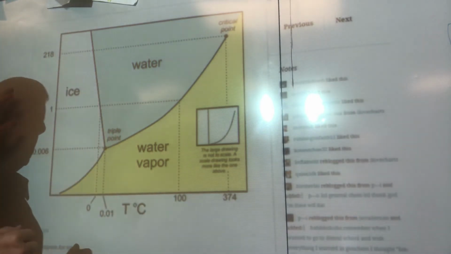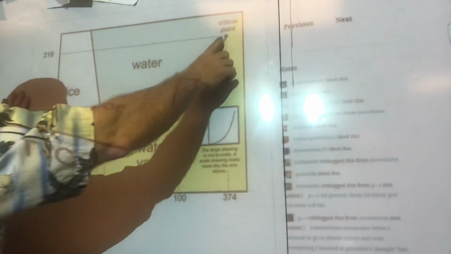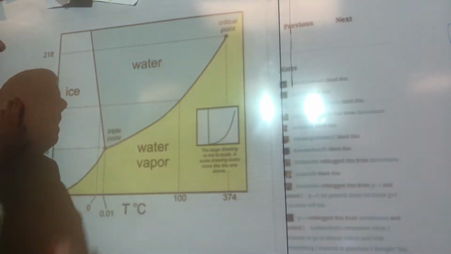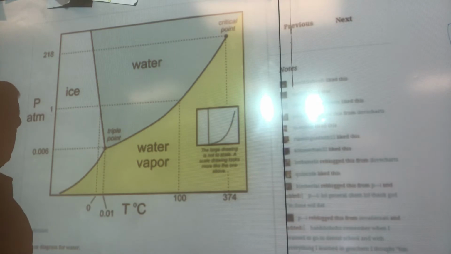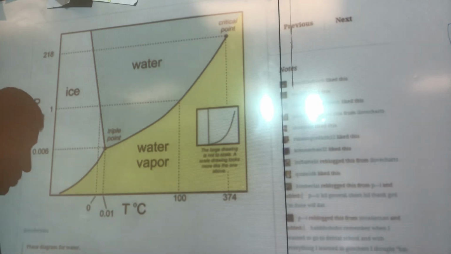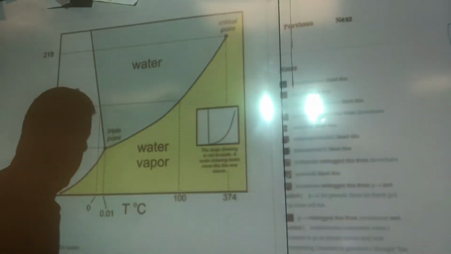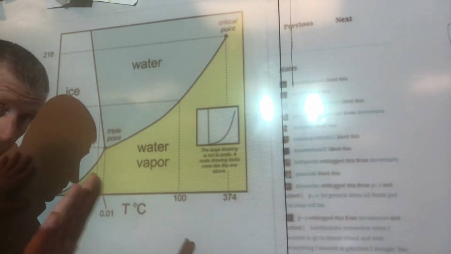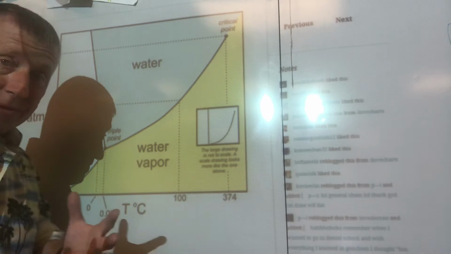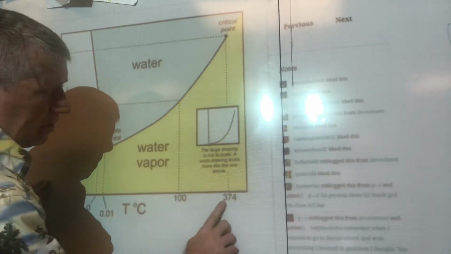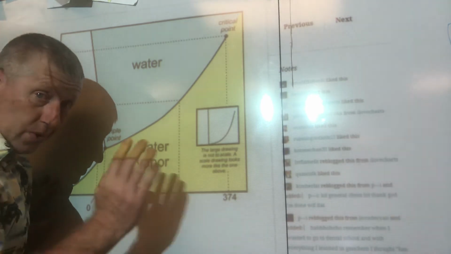A couple of points on here I want to point out. One is called the critical point. That's the critical point. I'm not sure if you can read that, but that's the critical point. And what is the critical point? And what is the critical temperature? So if you look on here, critical temperature, okay, on our list, that would be for water. Of course, if it was carbon dioxide, it would be different numbers. But for water, the critical temperature is 374 degrees Celsius. What does that mean?